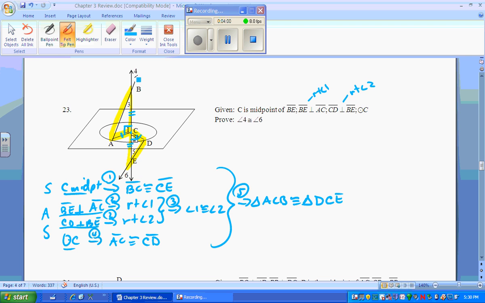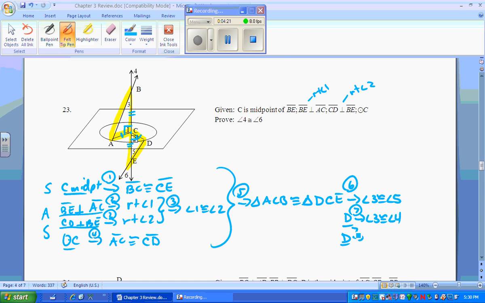We go on to angles 4 and 6. Well, you notice 4 and 6 are not in the triangles. What two angles are to use CPCTC? That's correct, angles 3 and 5. But wait, what's special about angles 3 and 4? Well, from the diagram, reason 7, you know that angle 3 is vertical to angle 4.